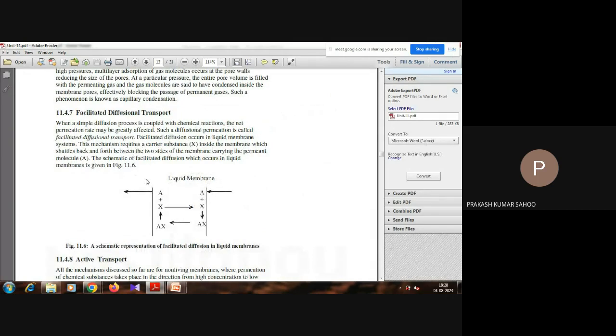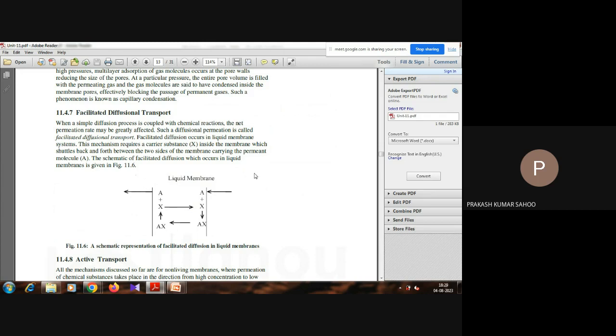We have facilitated diffusion transport. Here a simple diffusion process is coupled with a chemical reaction. So here diffusion occurs with some chemical reaction, and the net permeation rate may be greatly affected. Such diffusional permeation is called facilitated diffusional transport. Facilitated diffusion occurs in a liquid membrane system. This mechanism requires a carrier substance X inside the membrane, which shuttles back and forth between the two sides of the membrane, carrying the permeant molecule A.